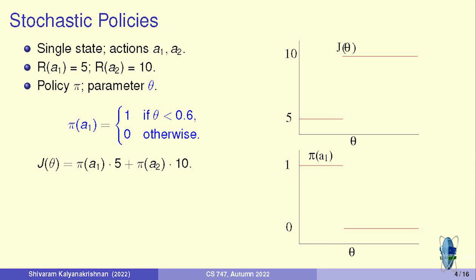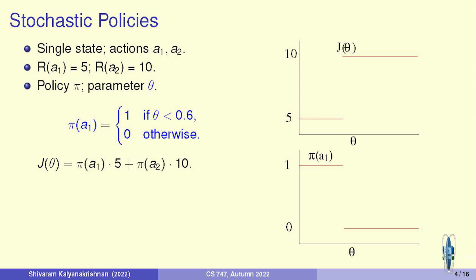What I've drawn here are the graphs of these things. As you vary theta on the x-axis, here is how pi itself varies. The discontinuity is at 0.6. On the left it is taking A1, and on the right it is taking A2. And over here is J of theta. It's going to be either 5 or 10, depending on whether you're this side of 0.6 or that side of 0.6. So far, so good. Just understanding what's going on.